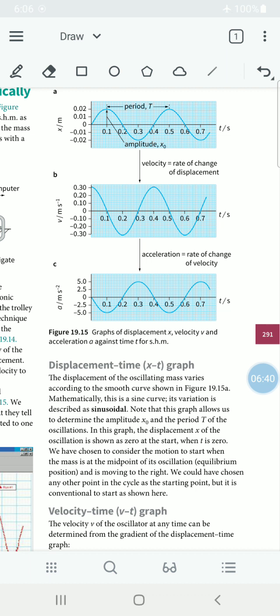Also, the period, from one peak to the next corresponding peak, we can figure out. That is the time for a single oscillation. We can take those values.